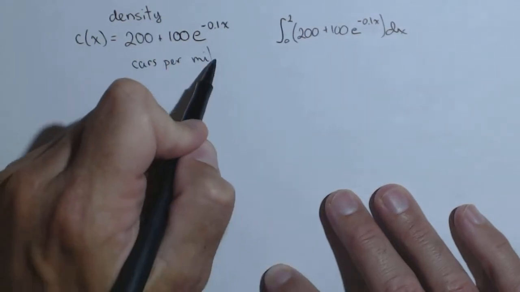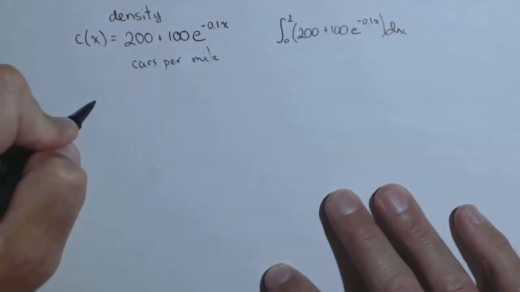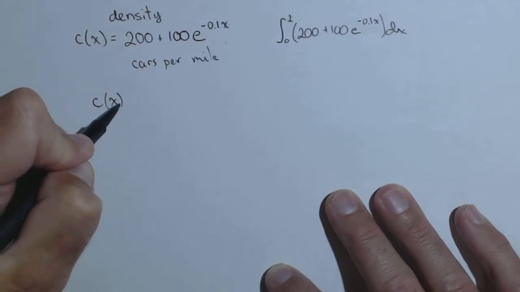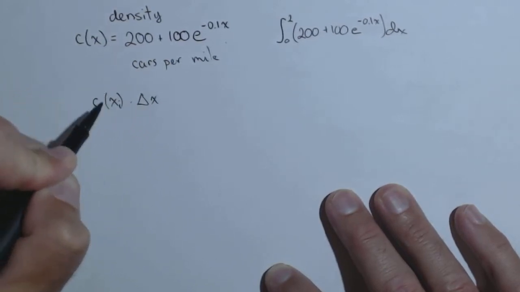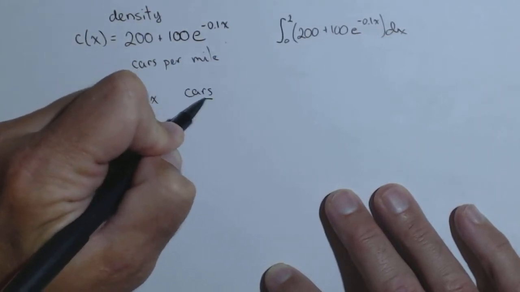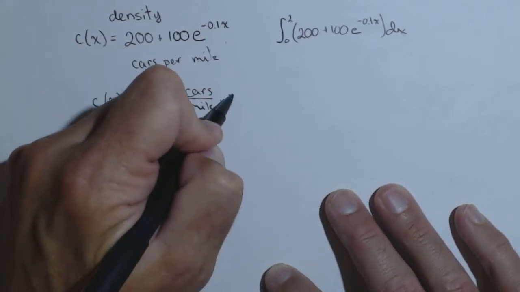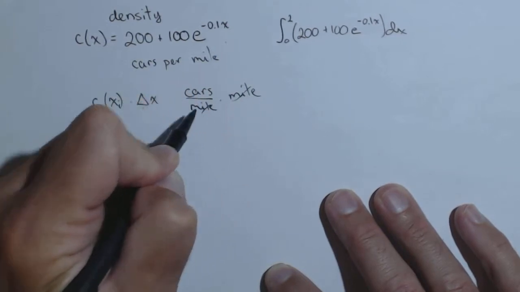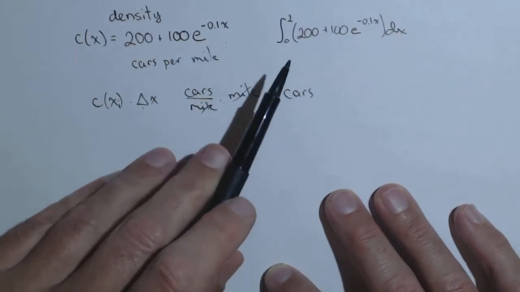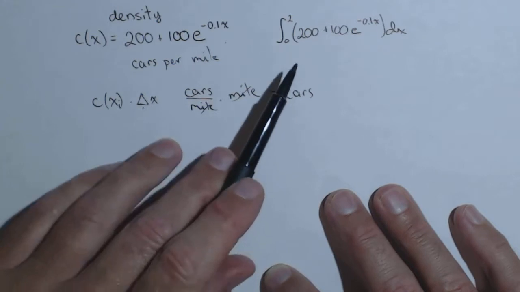Well, x is going to be the number of miles. So if we think about just looking at a slice, our c of x sub i times delta x, well, then we have cars per mile times delta x. Well, x is measured in miles, so that product would give us total number of cars. So we would expect the definite integral and the Riemann sum also to give us the number of cars.